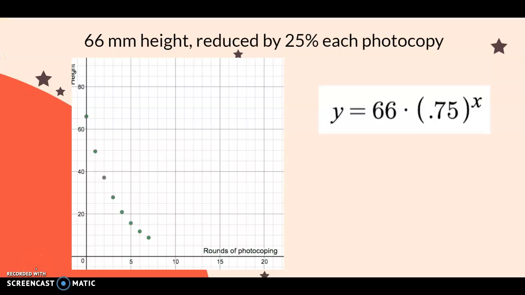So if we were going to actually graph it or see what type of equation it would be, our equation would be this. Y equals 66, which is our original height of our dollar, times 0.75 to the power of x, because it is reducing by 25% each time Dan photocopies it. Which is not technically illegal per se. If he was selling the dollars, it would be 100%, and you could definitely tell that it was photocopied. But our height would be this equation.